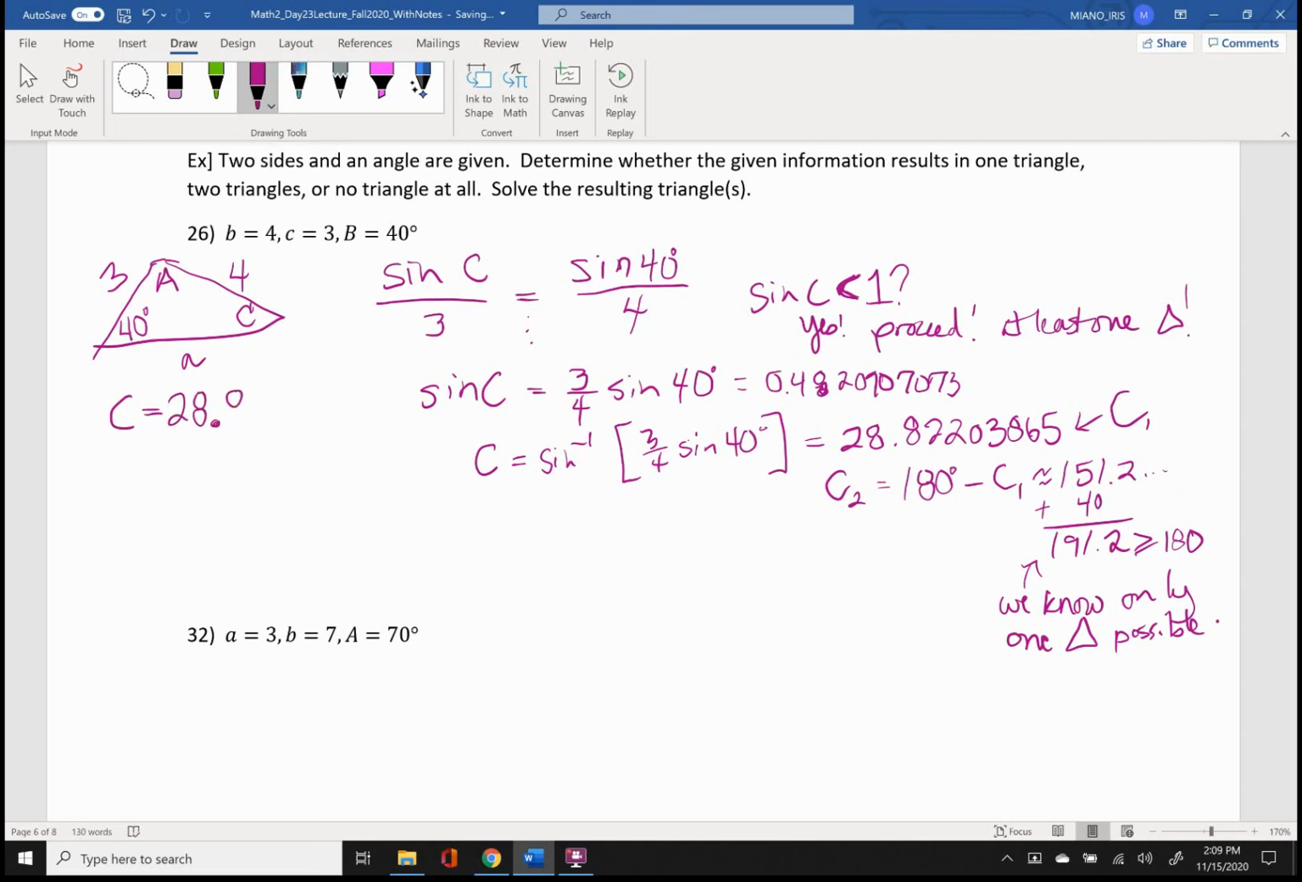It's 28.8 approximately. So we'll go ahead and box that up. But in order to calculate the value of A, we're going to need to take all of this number and subtract it from 180 and then also subtract 40. And therefore, you will get A equals, and I'm rounding it to the nearest tenth as well. Oh, and this is degrees, sorry, degrees. A is 111.2 degrees.